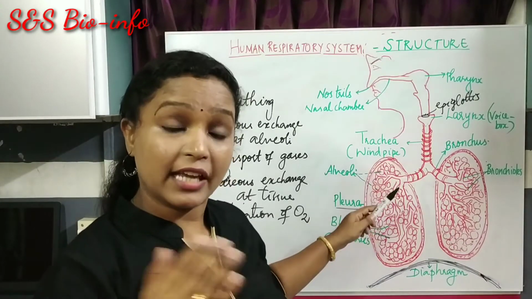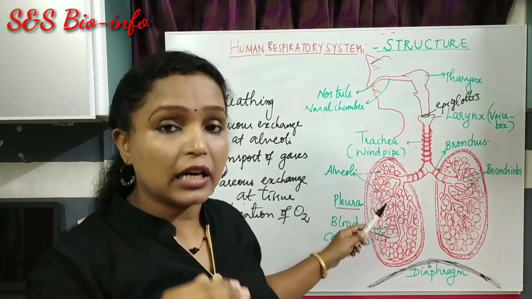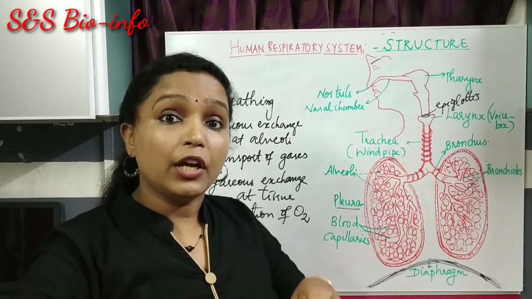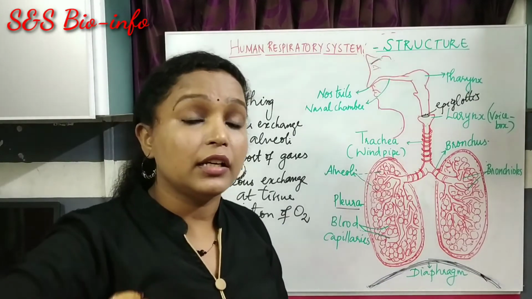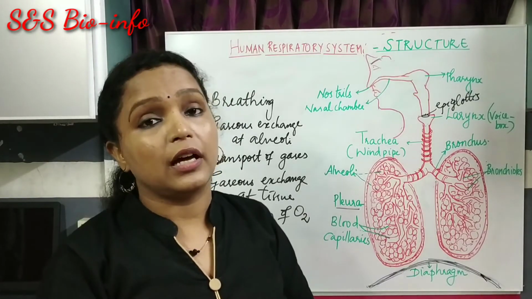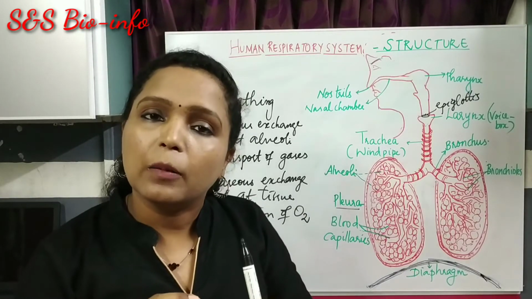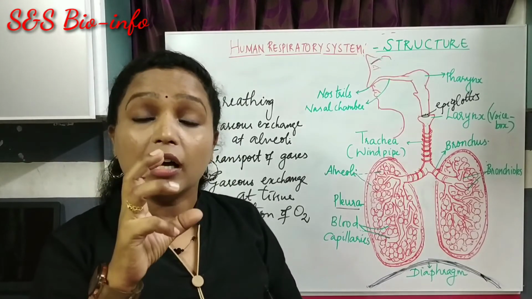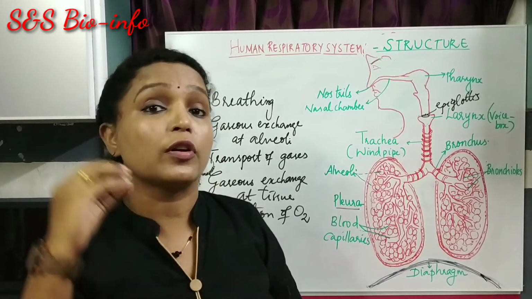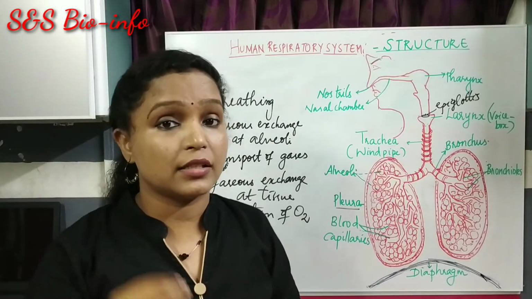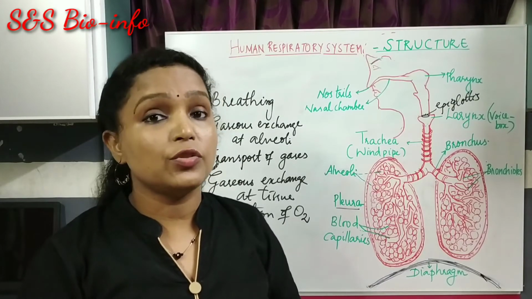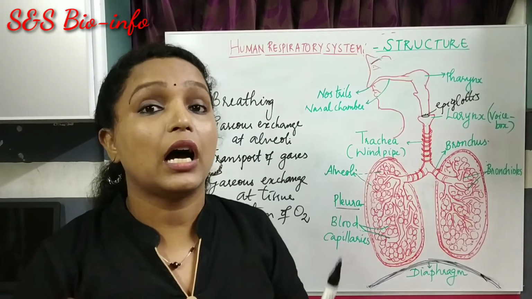Then gaseous exchange of oxygen and carbon dioxide takes place at the alveolar site. The gaseous exchange takes place between the air of the alveoli and the blood in the blood capillaries. The alveoli are sac-like structures. It increases the surface area for maximum exchange of gases in the lungs. Next, let's learn how the exchange of gases takes place at the alveolar region.